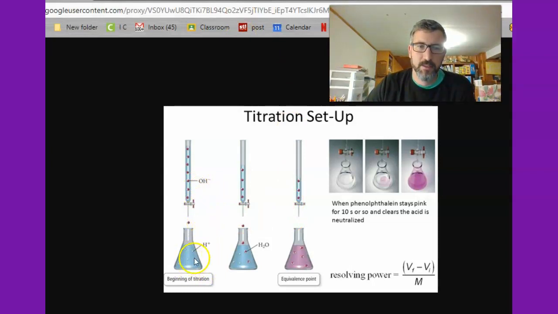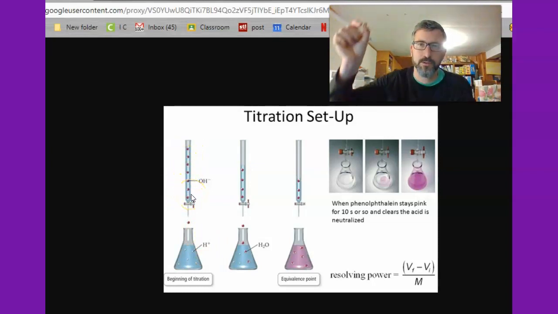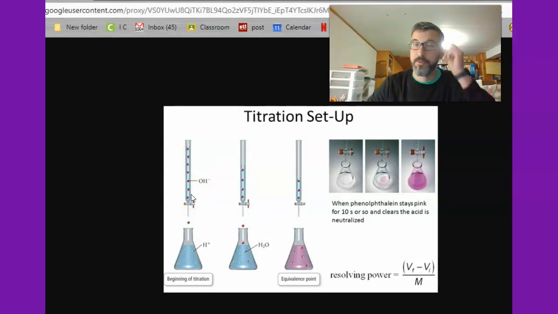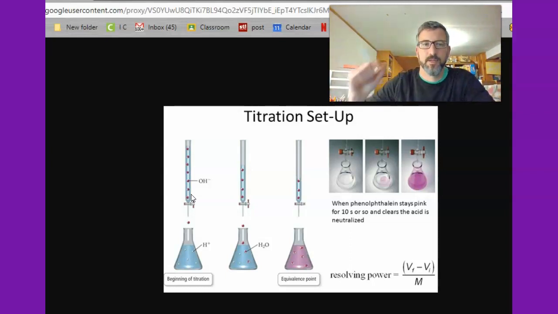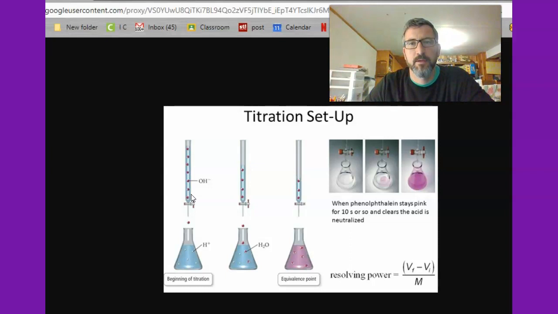For example, if you have an acid in a flask, an Erlenmeyer flask here, so this is HCl, and they've got it labeled H plus just because it's an acid. Then we have a base in this long, slender little piece of glassware called a burette. A burette is basically a giant volumetric measuring device that allows you to drop in a little bit of a liquid, or aqueous solution, at a time.